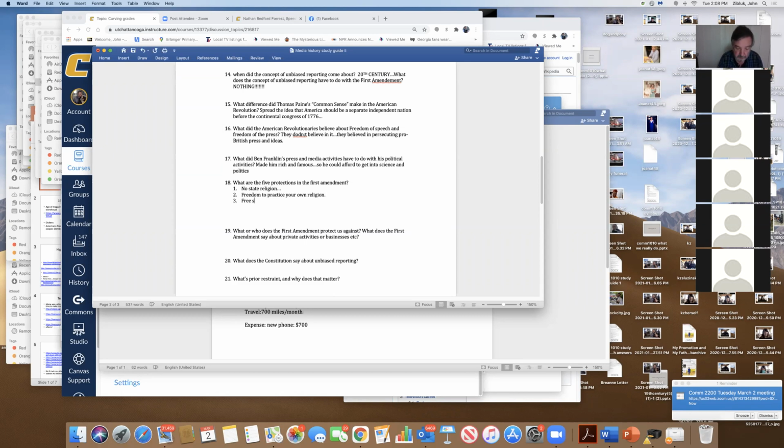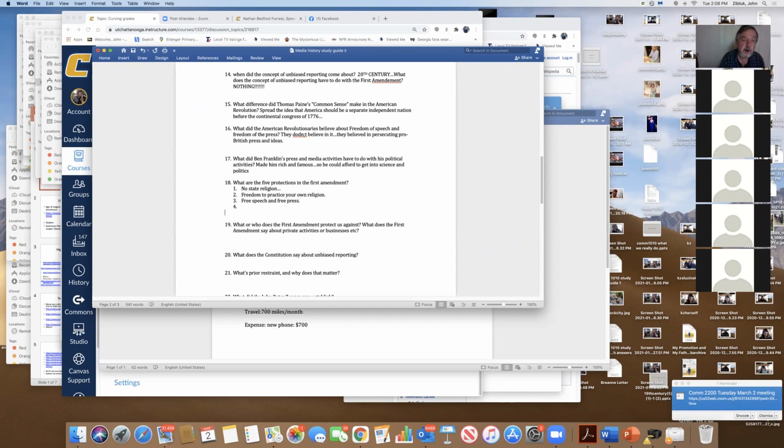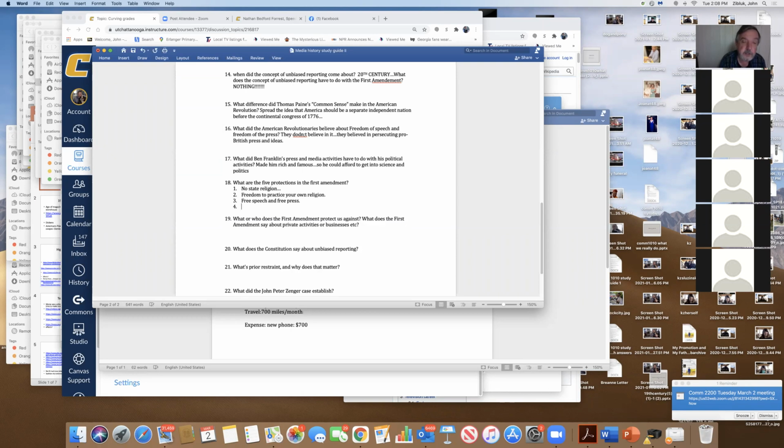Free speech and free press. And some of the videos said free press is more important because that's how you spread your ideas of free speech. Free speech between you and me ain't much, but if I print 1 million copies of Common Sense, that makes a huge difference.